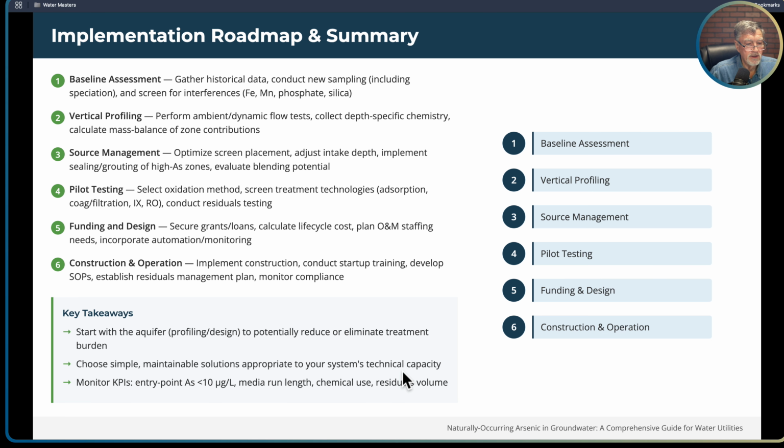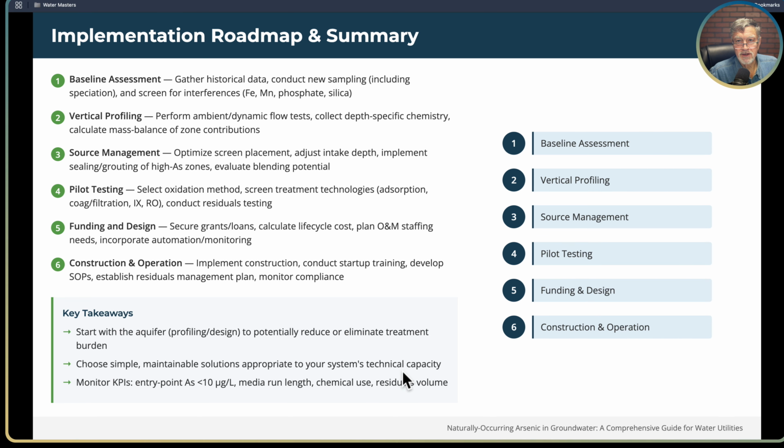So our key takeaway: start with the aquifer. That's going to be the profiling, the source management, and then choose simple, maintainable solutions appropriate to your system's technical capacity. Now, a lot of these treatment systems are going to require more than a simple operator's license, so you're going to have to look at that. And then monitor your KPIs. Those are key performance indicators. Those are the numbers that are going to tell us how we're doing.